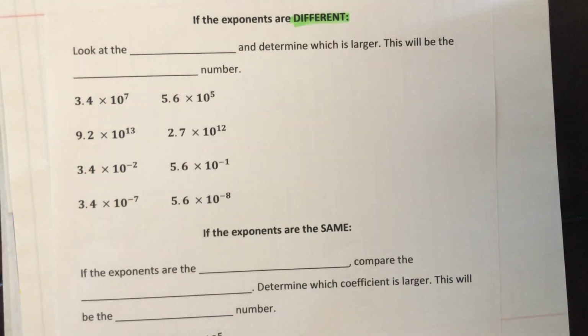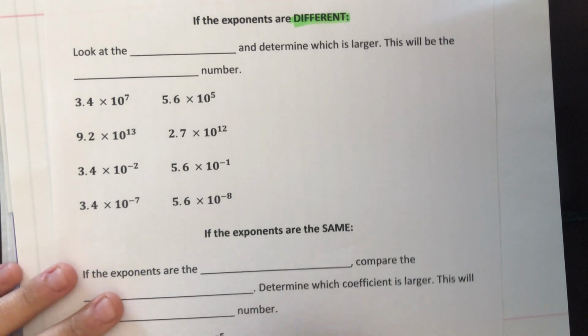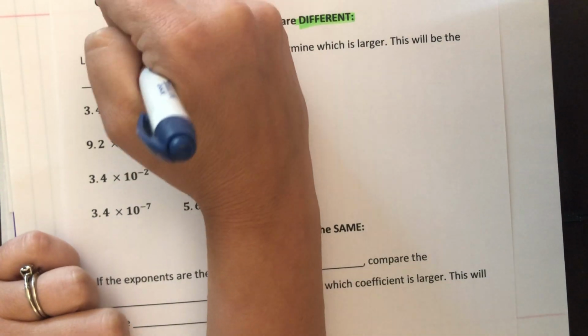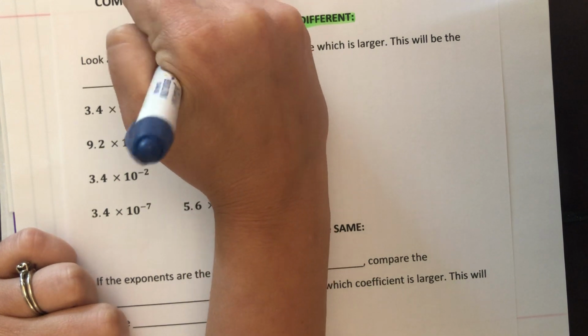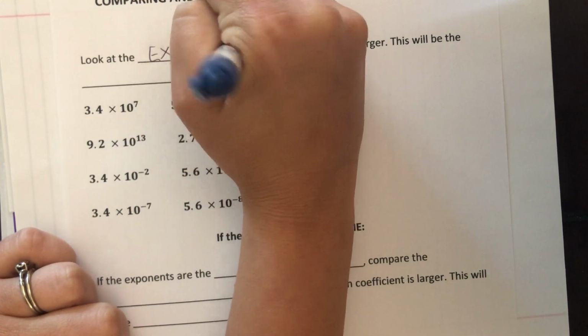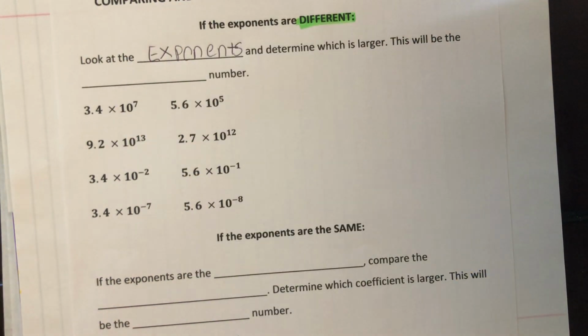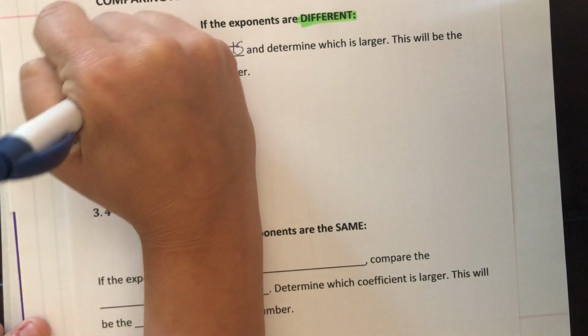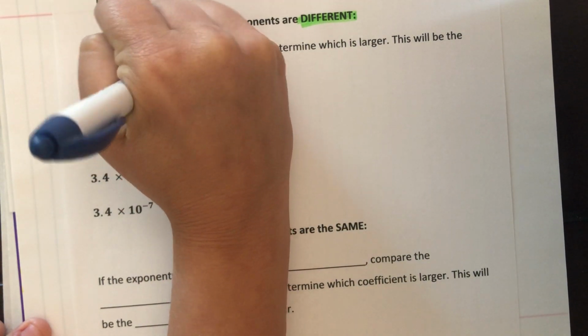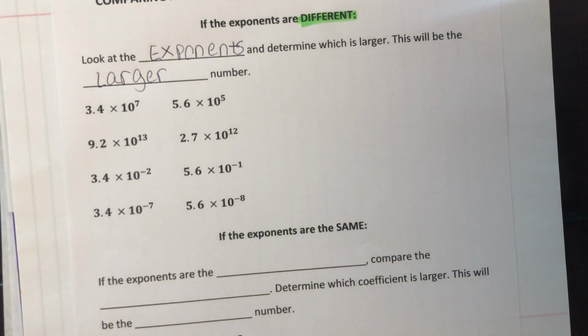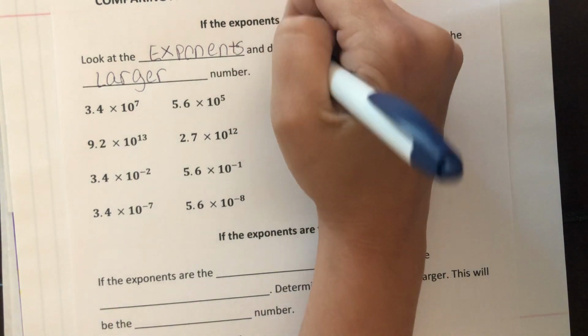So when our exponents are different, we need to first look at the exponents and determine which is larger. So which exponent is larger? This will be the larger number. So when we're comparing, we need to make sure to know our inequality sign.